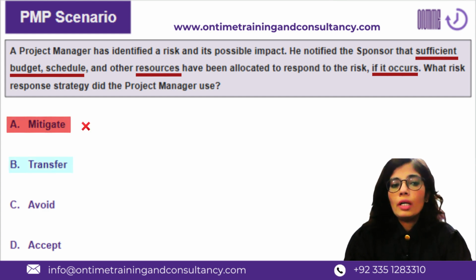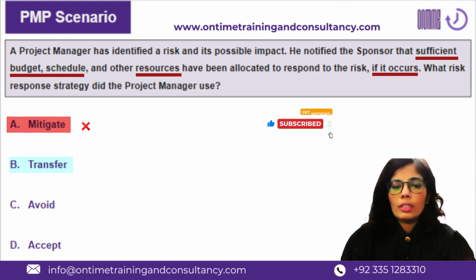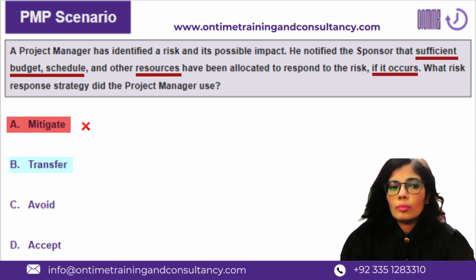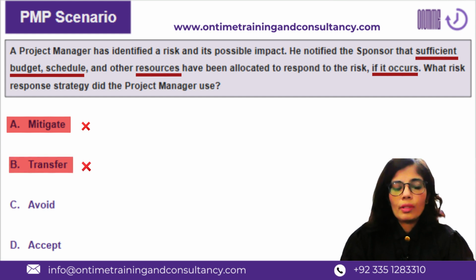Let's move to option B, transfer. Transfer is a response strategy in case of threats which transfers the ownership of the risk to any other person, entity, or group, so you are not keeping the risk to yourself. Transfer is also a proactive strategy to take care of negative risk. However, in this case, the sponsor or the project manager is not proactively transferring the ownership to any other body. So it's not transfer as well.